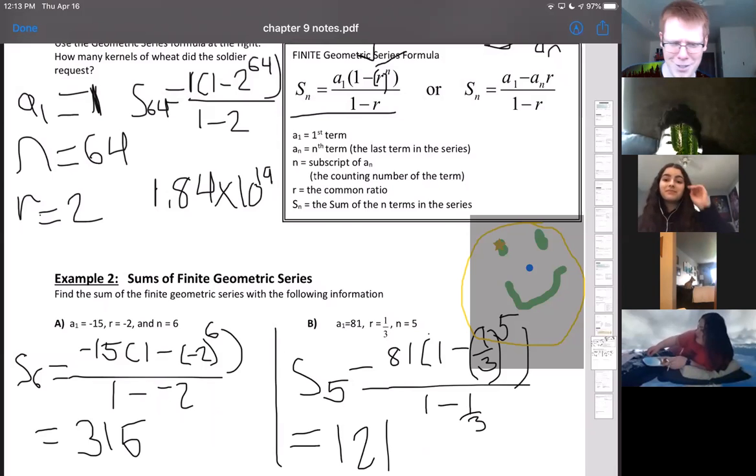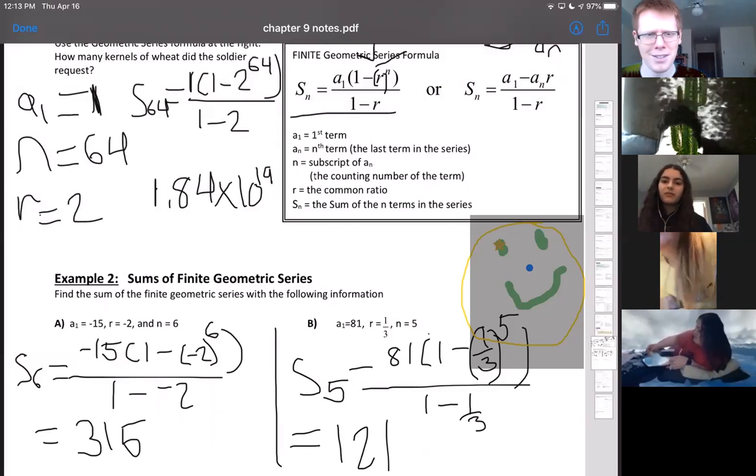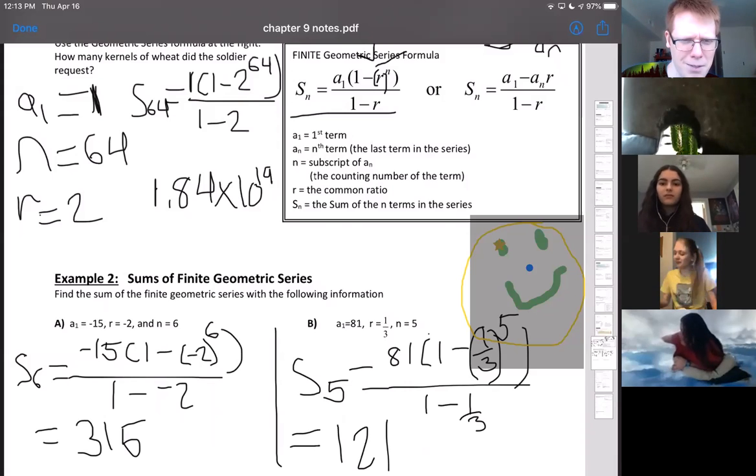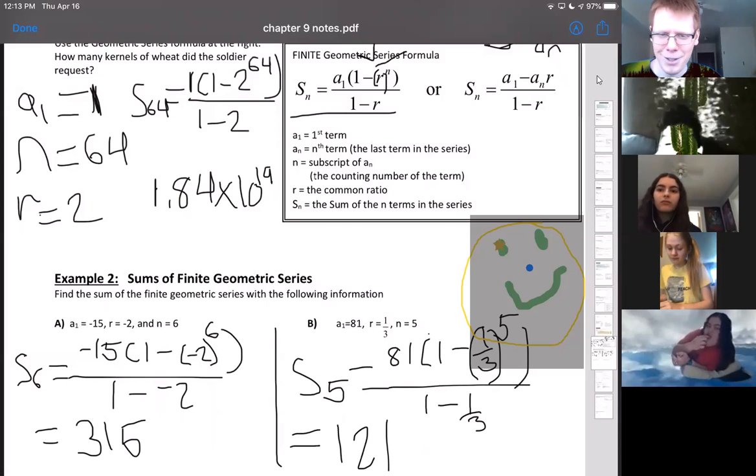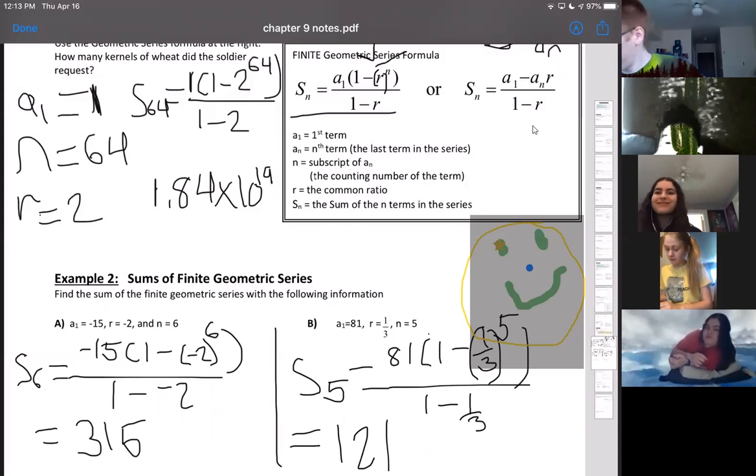Mm-hmm. Okay, because the answer key says negative 121, but they screwed up. They put the bottom as negative 2/3, but that's not right. 1 minus 1/3 is not negative 2/3. Okay, yeah, they screwed up. Okay. Who can you trust anymore? I don't know.